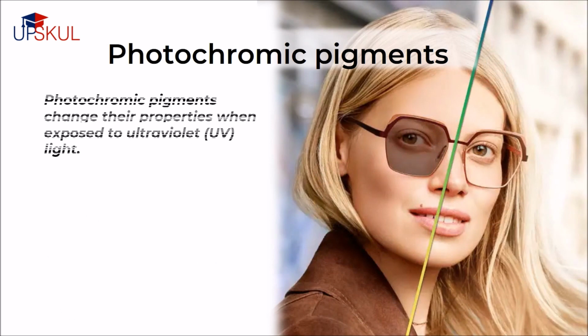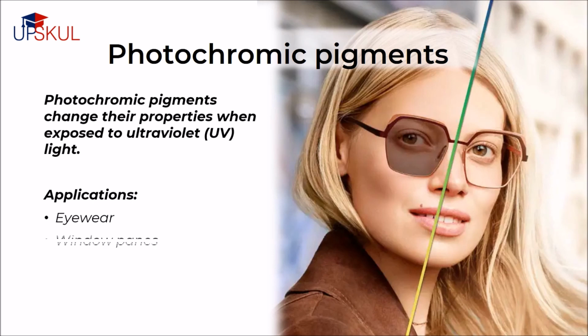Photochromic pigments work in a similar way, but photo means light. So these pigments change their properties when exposed to ultraviolet light. A well-known example would be glasses where the lenses are clear when worn inside a building but become more like sunglasses when exposed to bright sunlight outside. The same technology has been used in windows to prevent rooms from getting too hot in warm weather.